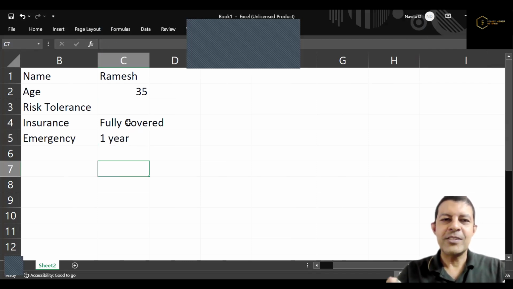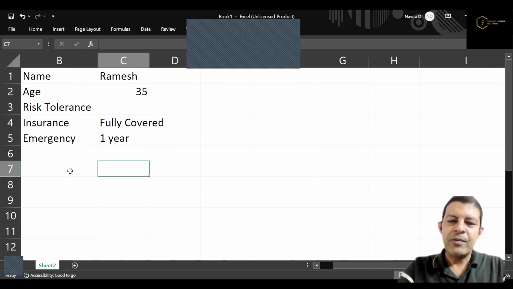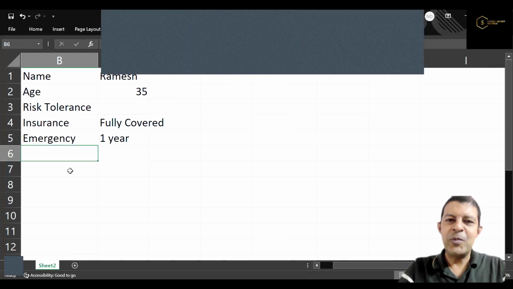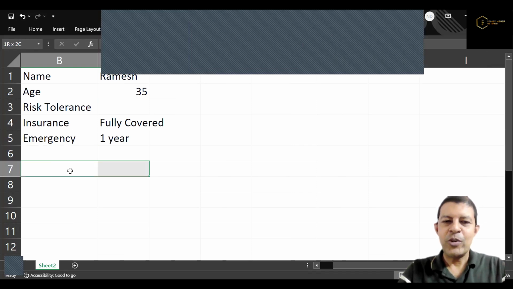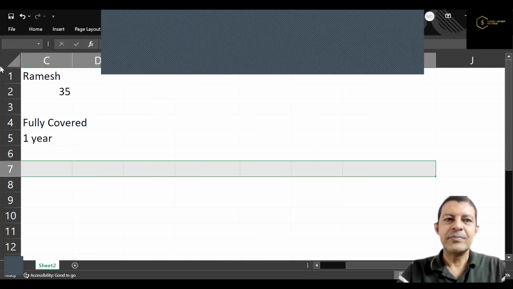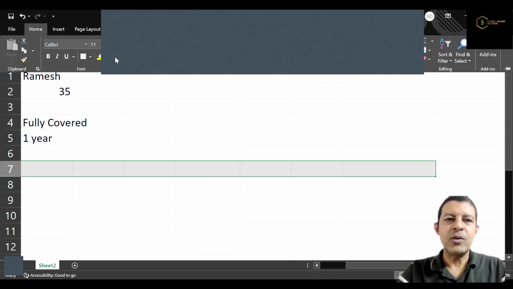Now let us understand from Ramesh what his goals are. That is the first step of a financial plan. So let's do a little bit of beautification for the Excel sheet. This is going to be the goals.